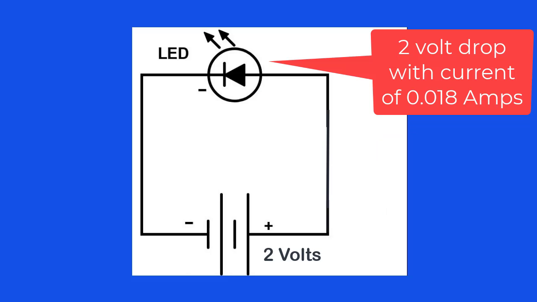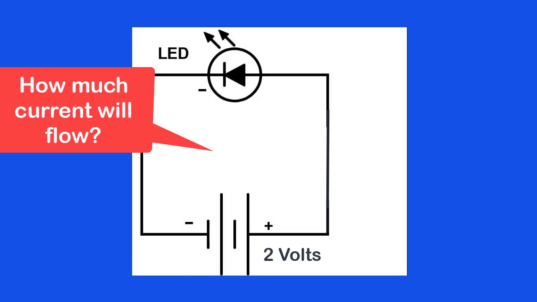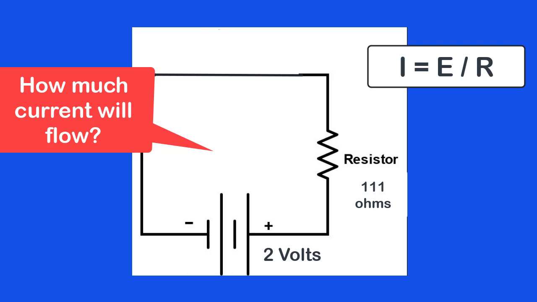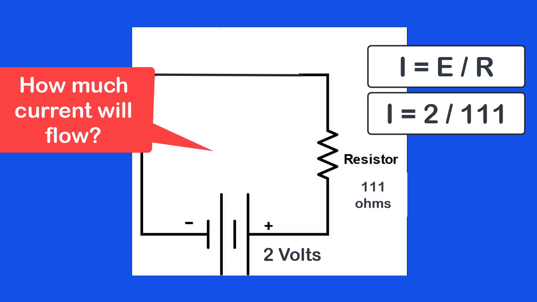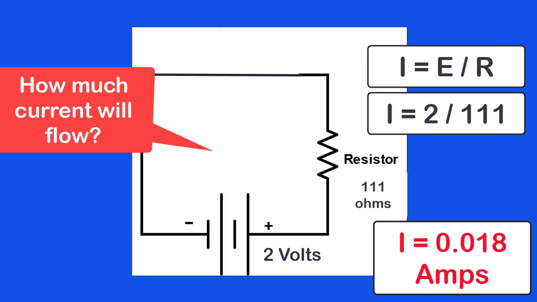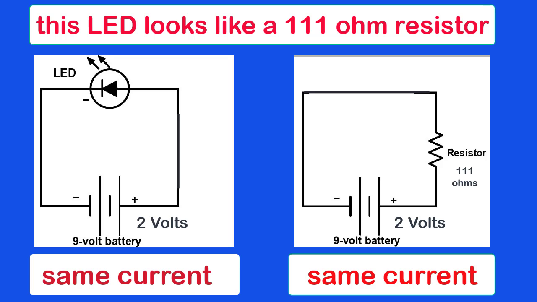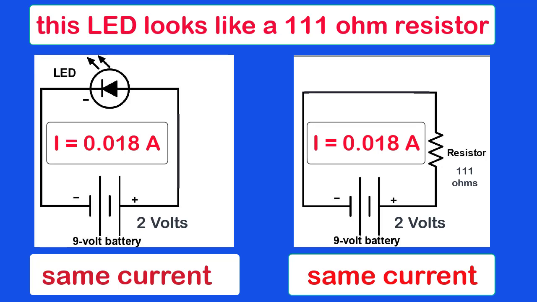Let's prove it. If we were to have a simple circuit of 2 volts and a resistor of 111 ohms, how much current would flow? It would equal 2 volts divided by 111 ohms. That would give us I equals 18 milliamps, or 18 thousandths of an amp. So you can see the LED looks like a 111 ohm resistor in the circuit. With 2 volts across a 111 ohm resistor, we would get the same amount of current as when we connect 2 volts across this LED.